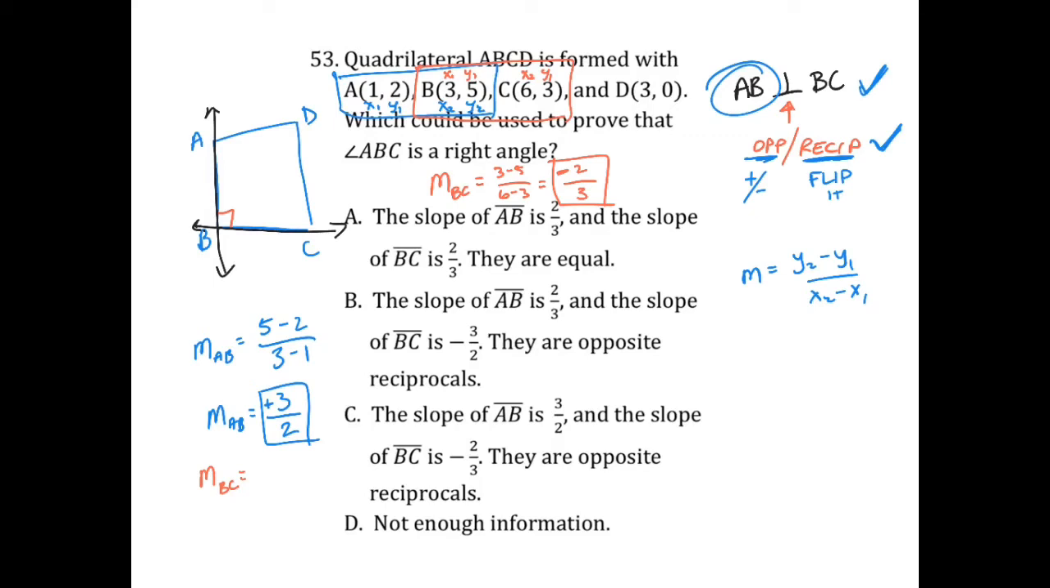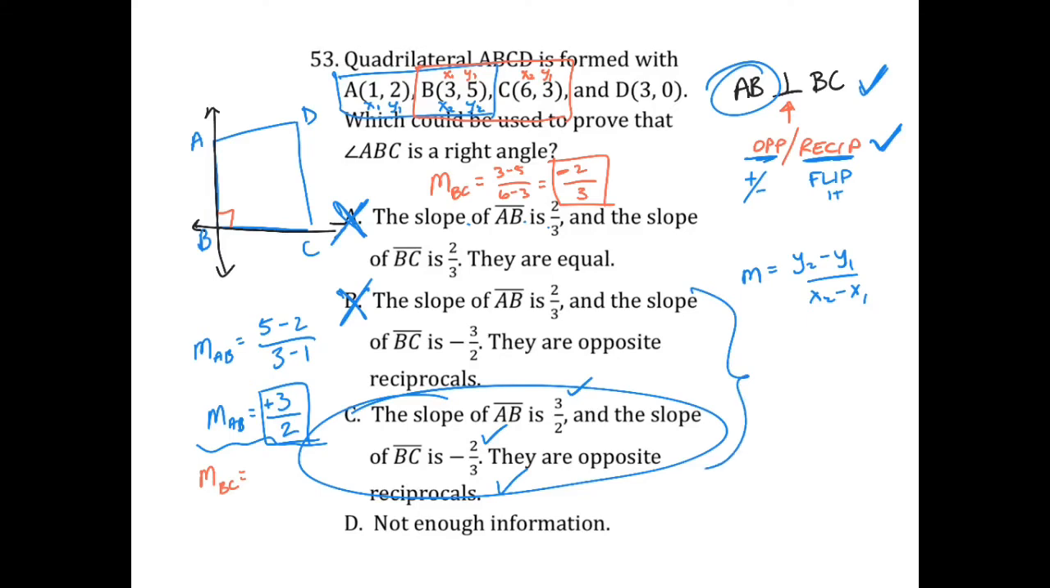So let's pick the best answer choice. A says the slope of AB is 2/3. Well, that's not true. B says the slope of AB is 2/3. Again, that's not true. C says the slope of AB is 3 halves. That is true. And the slope of BC is negative 2/3. And they are opposite reciprocals.